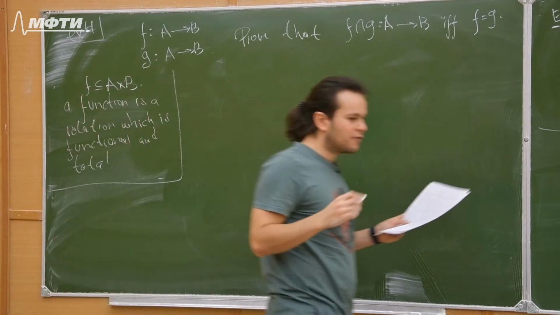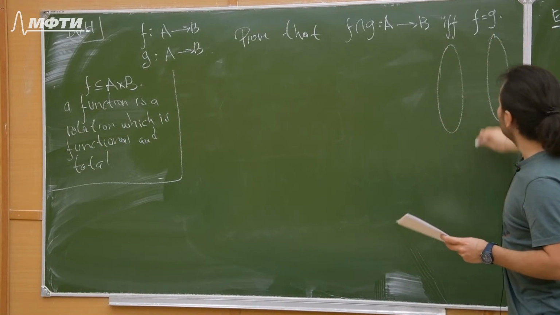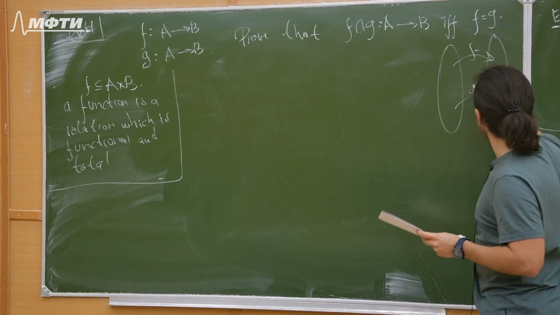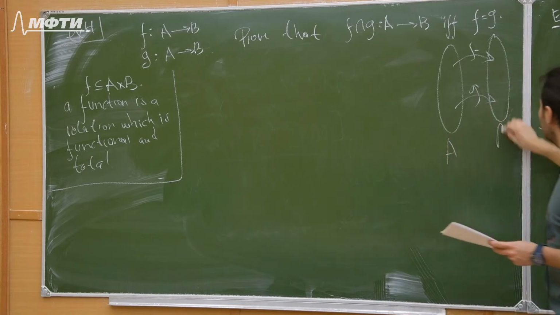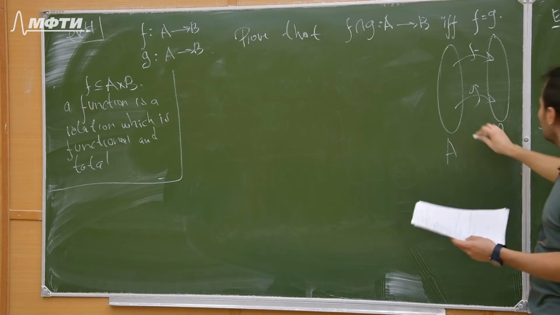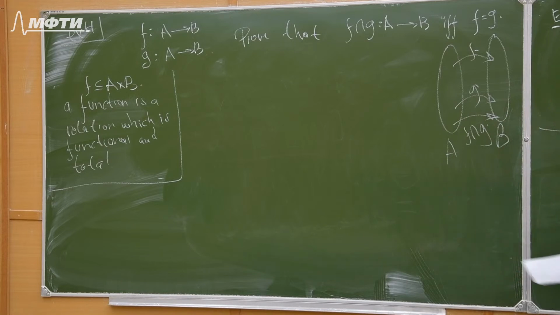So again, we have two functions, f and g, both from A to B. And there's another function that does the intersection of f and g. And this is a function if and only if f and g are equal, if they are the same function.